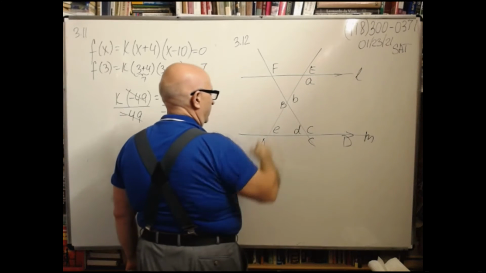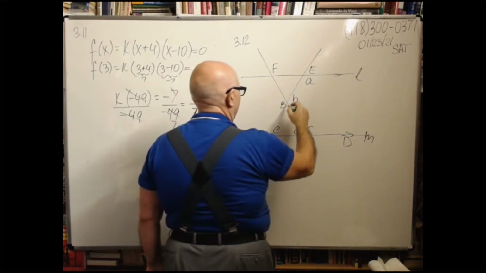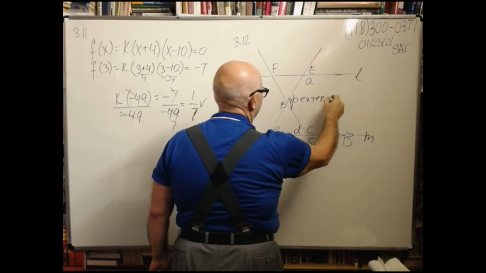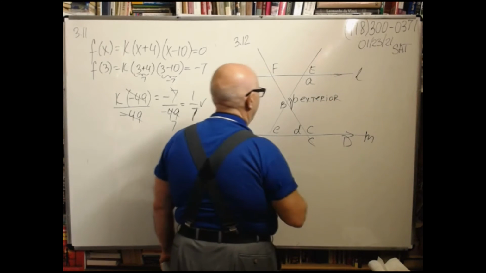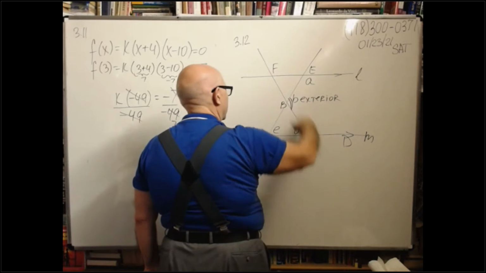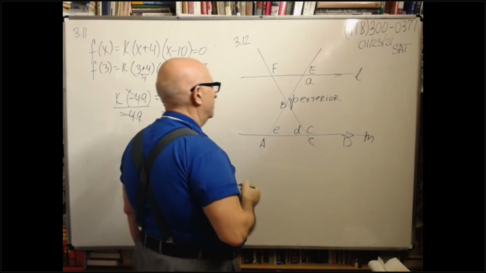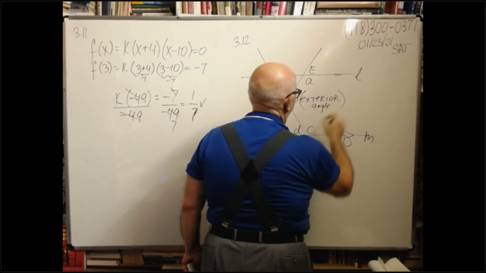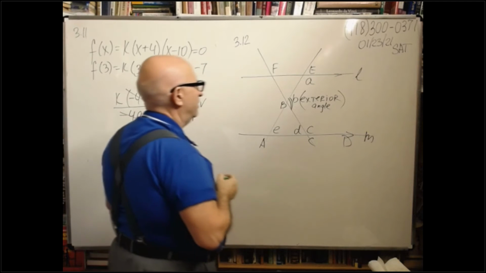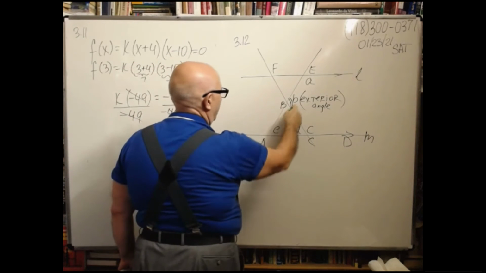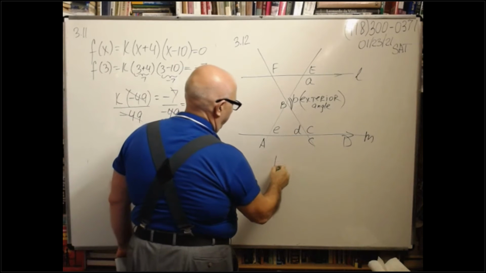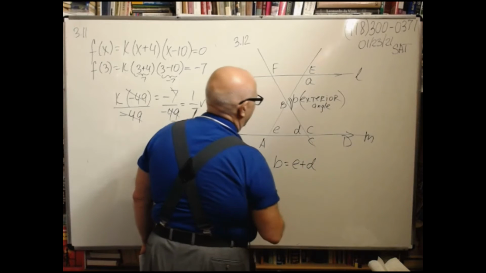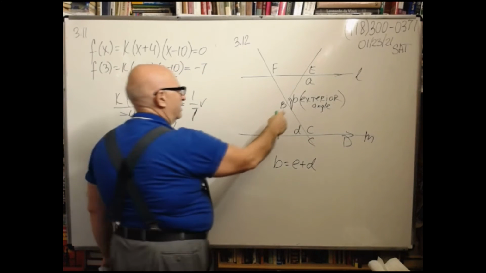If you look at triangle A, B, C, the small b is an exterior angle. Exterior means outside, a continuation of two sides, this side and this side. This is an exterior angle. And you know the theorem that an exterior angle equals the total of the two remote angles. By this theorem, B equals E plus D. Property of the exterior angle.